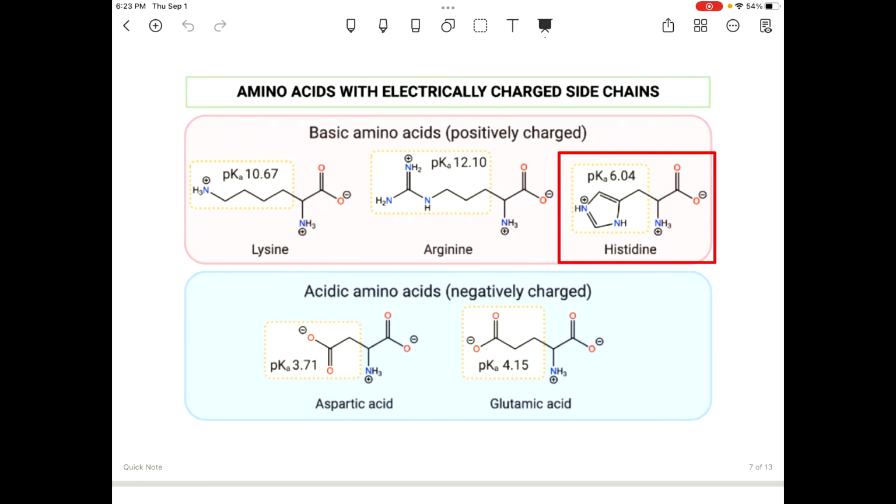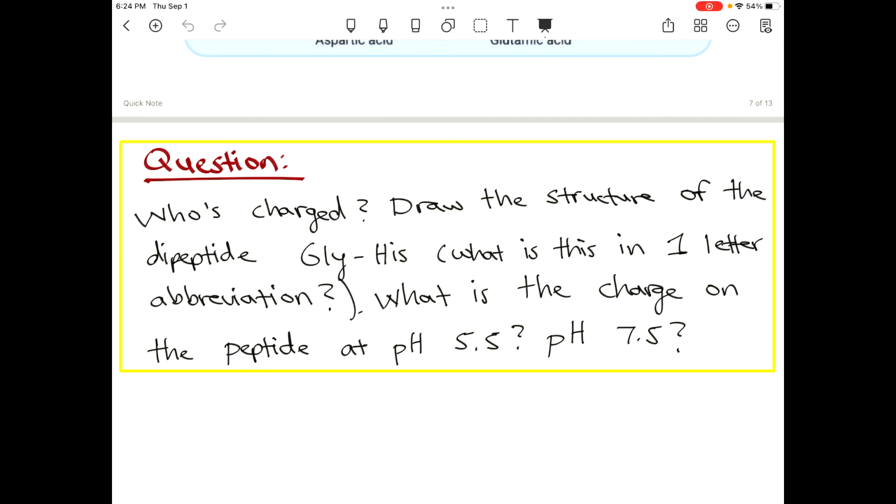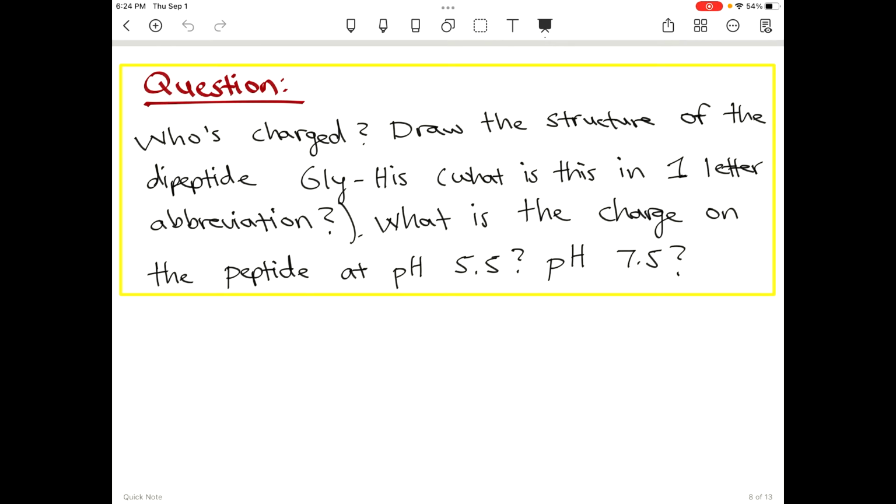I haven't seen them ask a question where they haven't given you information about the pKa's of these other ones. They'll give you the information, but histidine is a pKa you want to memorize. The histidine side chain has a pKa of 6. So keep that in mind, note that down somewhere. Now we've learned basically everything we need to know to answer the question.